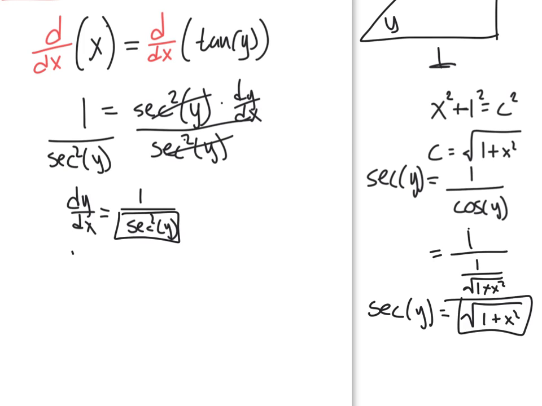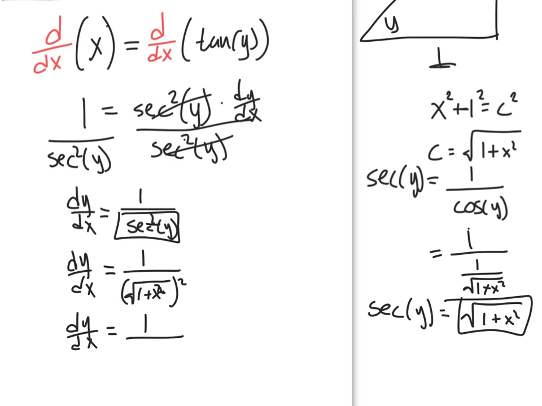So I'm going to end up getting dy/dx is equal to 1 over the quantity, square root of 1 plus x squared, that quantity squared because I had secant squared, okay? And when I square a square root, I'm going to get dy/dx is equal to 1 over just 1 plus x squared, okay? And that's my derivative of inverse tangent.